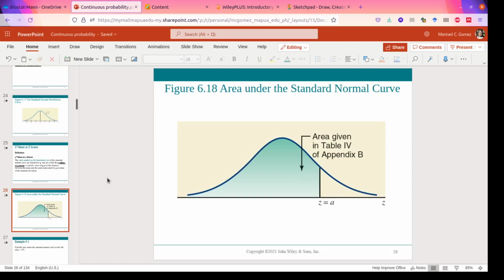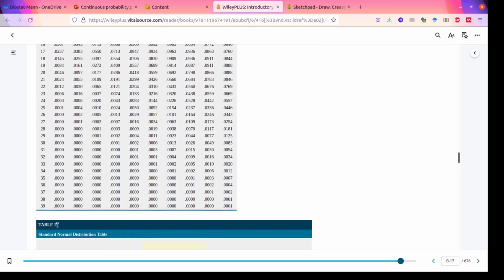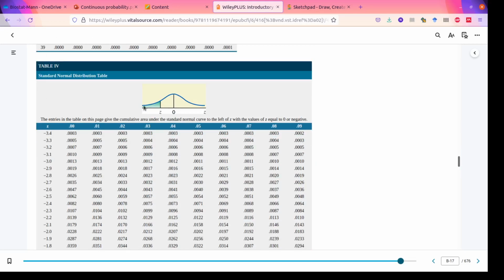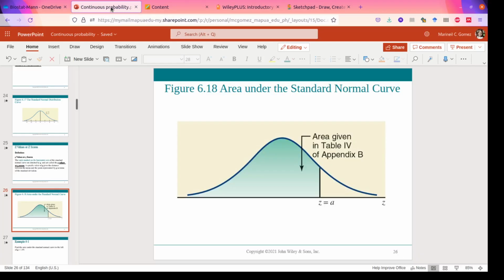So here is the area given. We have from our book, Appendix B, table 4. I already opened the book. This is the standard normal distribution table. It shows us the value to the left of z. So these are the entries, the values of z. For example, -3.45: this is -3.4 and 5, so -3.45 is here. That's how you read the standard normal distribution table.